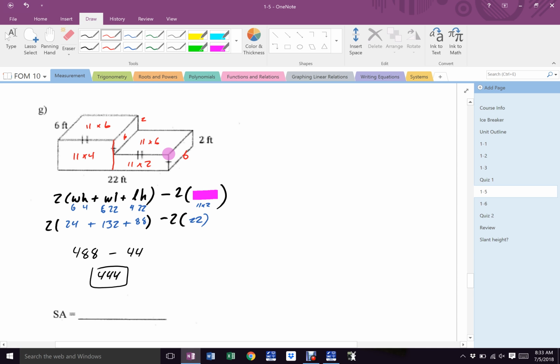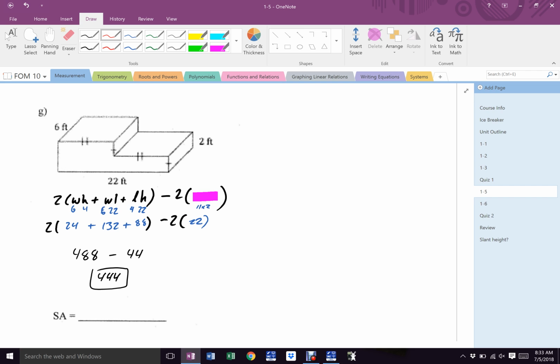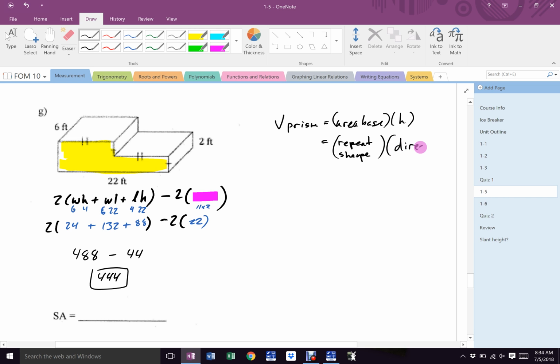Now, I want to show you something with this particular question that also applies to volume. I'm going to erase this for a sec. If I wanted the volume of this, is this a prism or is it a pyramid? Prism. It's a prism because this shape repeats, doesn't it? Because that's at the front and that's at the back. So isn't the volume of a prism area of base times the height? And isn't the area of base the repeated shape? And isn't the height the direction it repeats? So doesn't that mean this yellow here is a base, and that's a base, and this is a height?